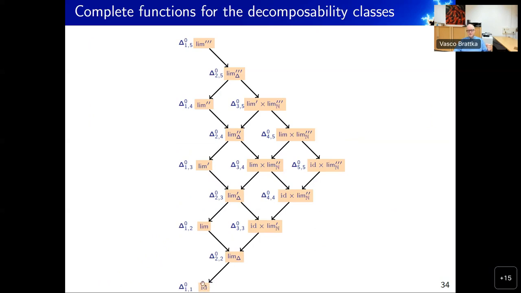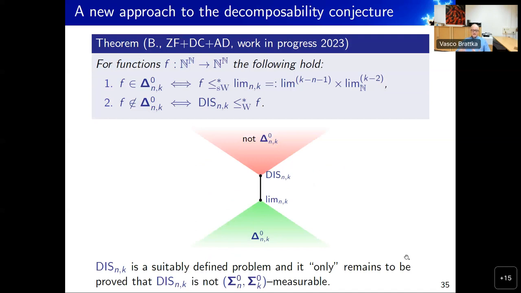So an arrow means the problem at the head of the arrow is reducible to the problem on the other side. And it can also be read as an inclusion of the corresponding classes in this direction. So from bottom to top, we get an inclusion. So all these classes are sorted like that, and it's easy to find complete problems here. And the idea is that we kind of use the discontinuity problem and a modified version of it to approach the decomposability problem.